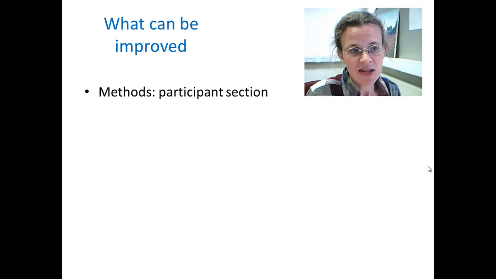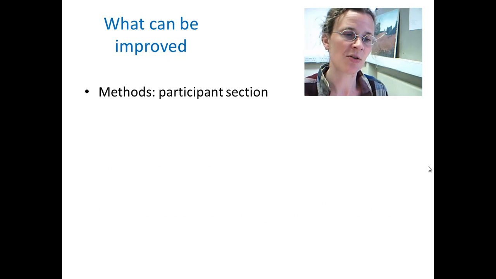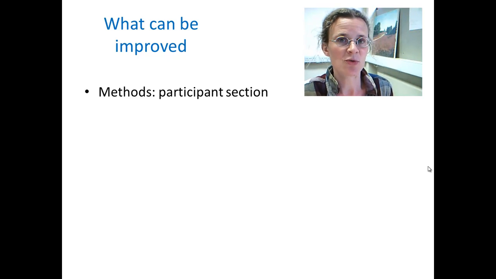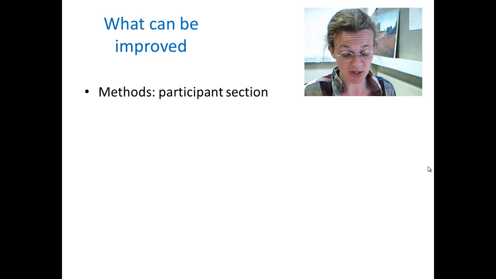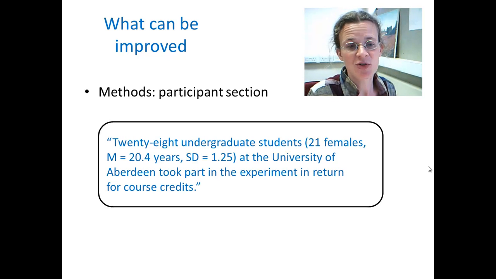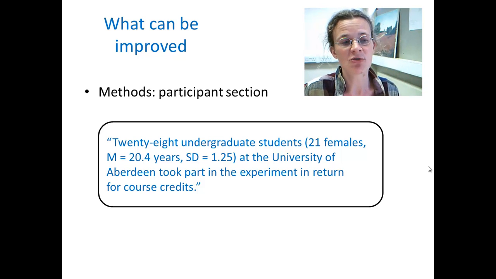In the method section, under the participant heading, the majority of you wrote the correct information there, so that was good, but it could be written more concisely. If you have a look at a published article, this one comes from one of the articles I wrote, a lot of things can be crammed into one sentence. So 28 undergraduate students, 21 females, mean of 20.4 and standard deviation of 1.5, blah blah blah, took part.